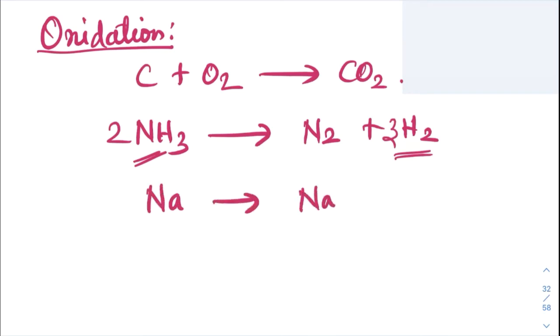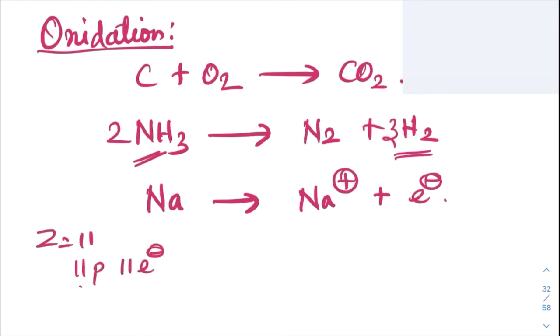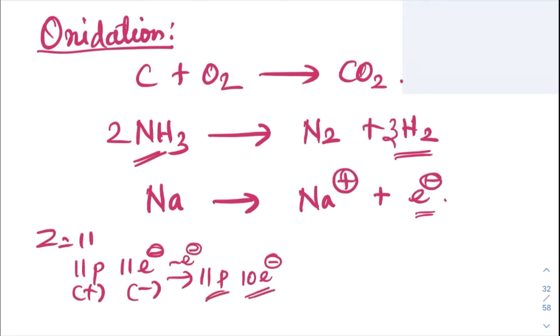What example can we say? Sodium loses an electron to form a sodium positive ion. Sodium has atomic number 11: 11 protons, 11 electrons, that is 11 positive charge, 11 negative charge. When one electron is removed, it will have 11 protons but 10 electrons. So this is not an atom, it becomes an ion.